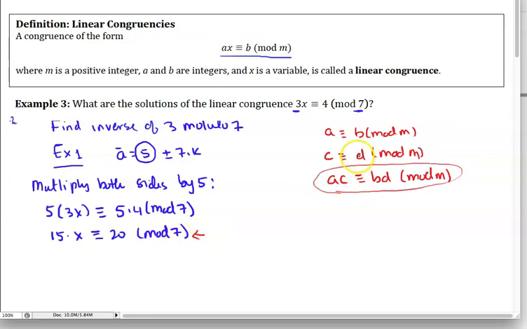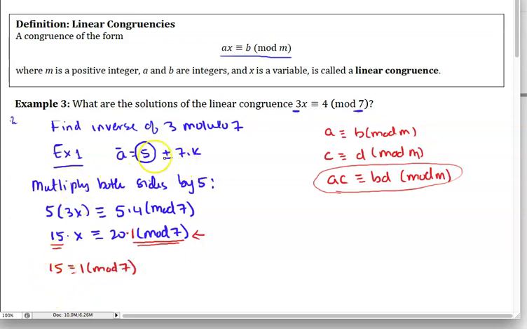That's basically what we're doing. We're looking at it backwards. What we have here is this product, and we're going to split it up. What I know is that 15 is congruent to 1 mod 7. So we know this one is true.